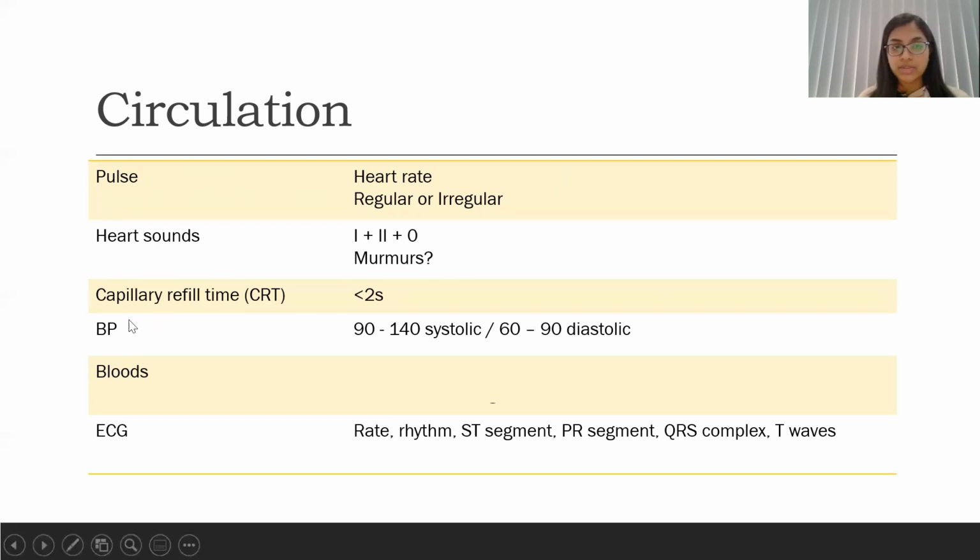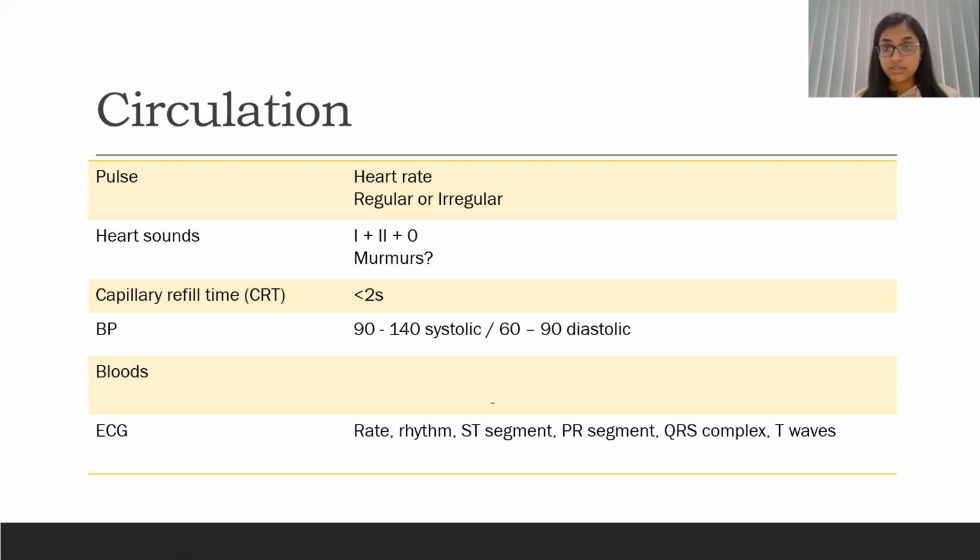Move on to blood pressure. So that's your normal range for your blood pressure. Can you think of any bloods that you would want to order in a patient? Just basic bloods that you'd want to know. Let's say the blood pressure is low, or they're coming with dizziness. Yes, so full blood count is one of the main ones that you want to order.